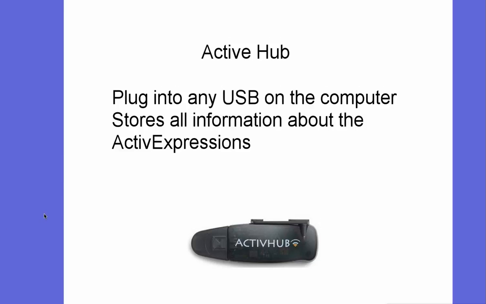Earlier I mentioned the Active Hub, and this is what the Active Hub looks like. In order to use the learner response systems with the boards, you will actually have to plug in the Active Hub to any USB port on the computer that is hooked up to the Promethean board. The Active Hub actually stores all the information about the Active Expressions. Every single Active Expression that we have has already been registered and named within the Active Hub. So when you want to use them, all you have to do is plug in the Active Hub. You will see all the devices come up when they're powered on, and your students are ready to use them.